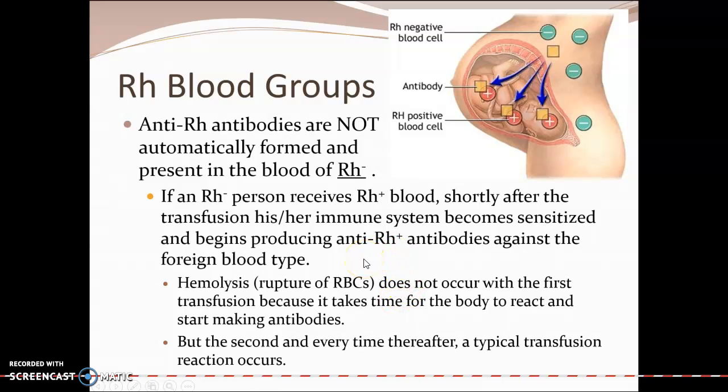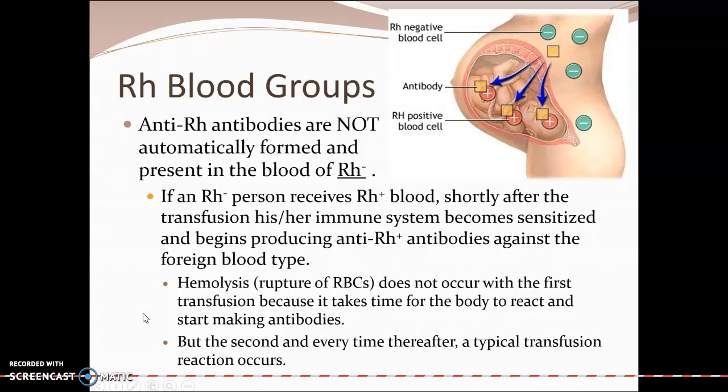So RH negative people should not receive RH positive blood. Now, is it a huge thing? It can be, but initially it doesn't cause major problems. If you do it one time, antibodies can start to develop in your blood, and not necessarily cause a problem that time, but if it happens again, then it could become more of a problem, and it could cause some clotting issues and things like that.